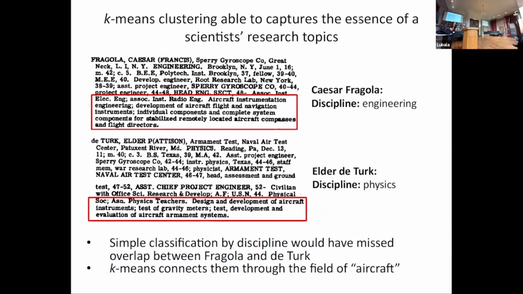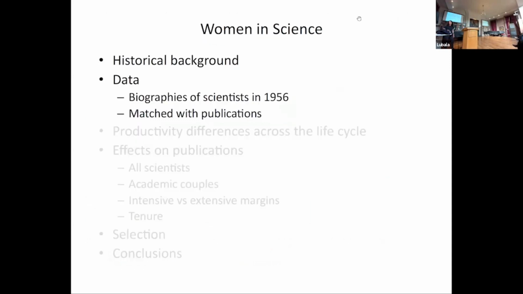So I'm going to show you this by two examples. We have two people here. One says, hey, I'm an engineer. The other one says, I'm a physicist. When you look at the text of their research, what it shows you is they both study mechanisms to guide an aircraft safely to landing. And the k-means captures that. Whereas if I had just taken the two disciplines, I would have said you're in two different disciplines. So by using this text, I think it's really nice that you can much better capture what people do.